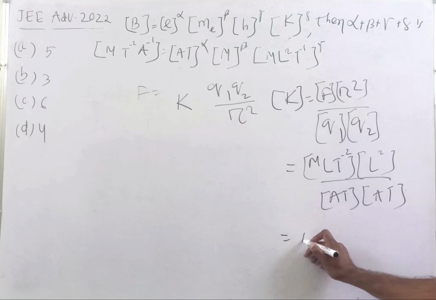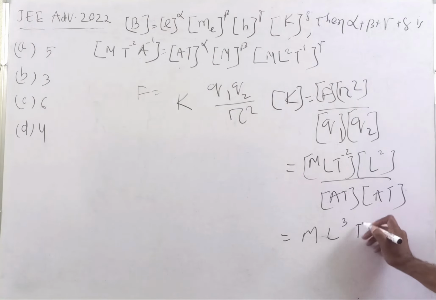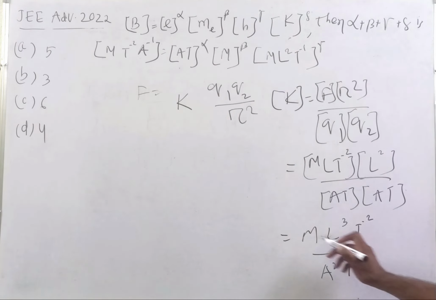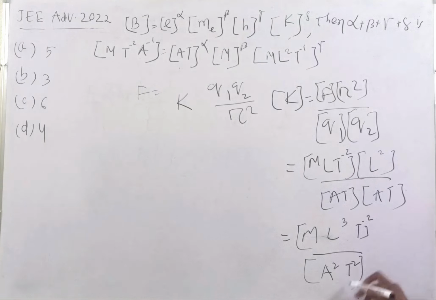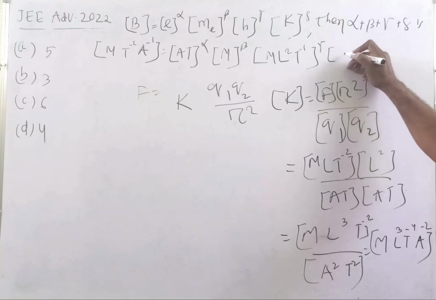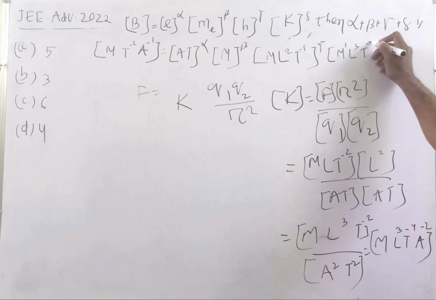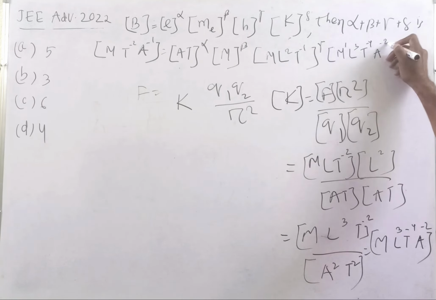So this becomes M L to the power 3 T to the power minus 2 divided by L to the power 2 T to the power 2. So this becomes M L to the power 3 T to the power minus 4 A to the power minus 2, which will be the dimensions of dielectric constant K. So we will write it here, M to the power 1, L to the power 3, T to the power minus 4 and A to the power minus 2 to the power delta.